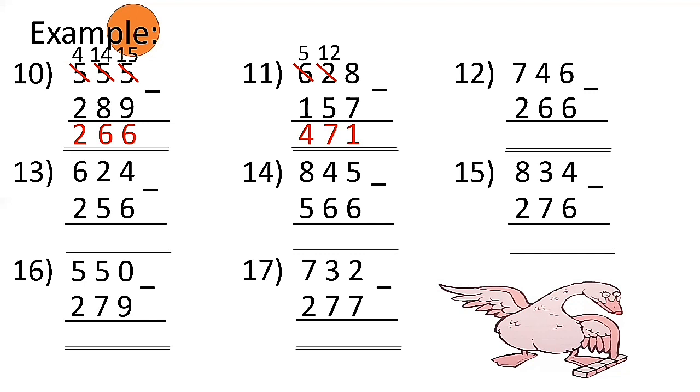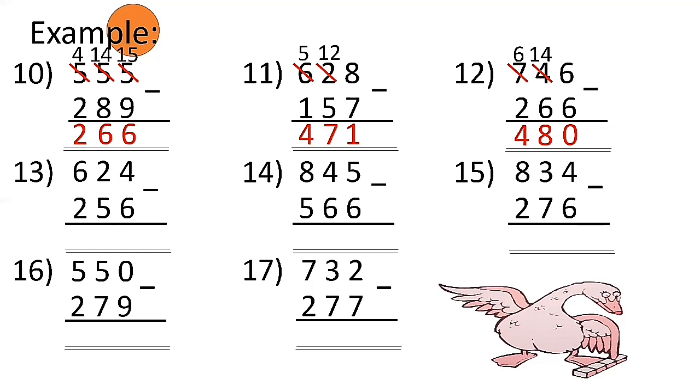Number 12, 746 minus 266. 6 minus 6 is 0. 4 minus 6 cannot be. We need to borrow in hundreds place. Cancel 7 becomes 6 and 4 becomes 14. 14 minus 6 is 8 and 6 minus 2, that is 4. Okay, so our answer is 480.